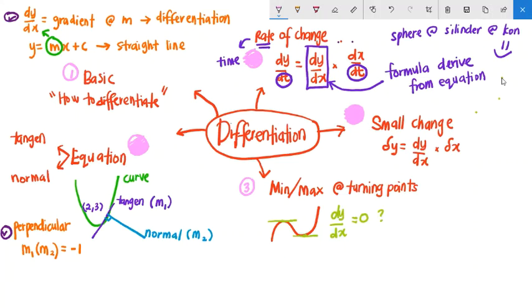Okay. Alright, if ada questions setakat ini, you guys boleh type dalam chat box. Okay, saya akan keluar daripada whiteboard ni, saya nak buat soalan pula. Okay, nanti I will share these notes dekat dalam group.